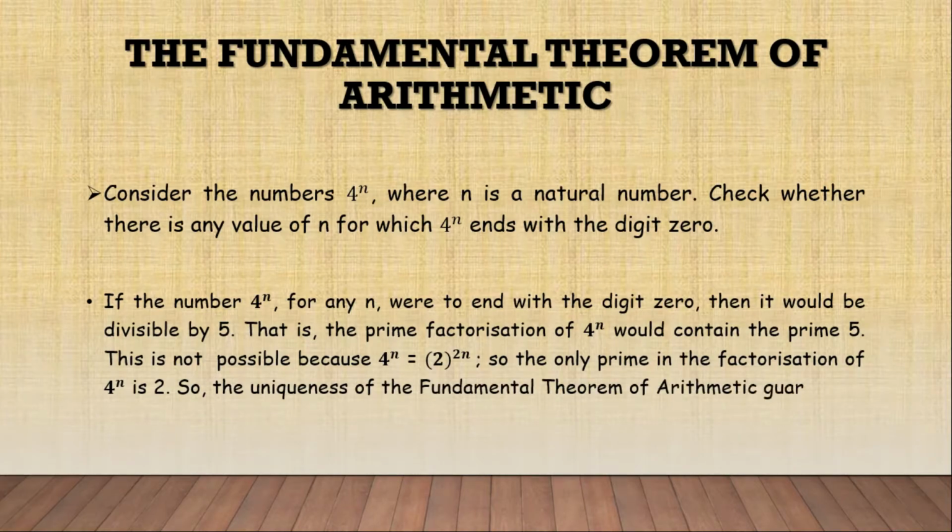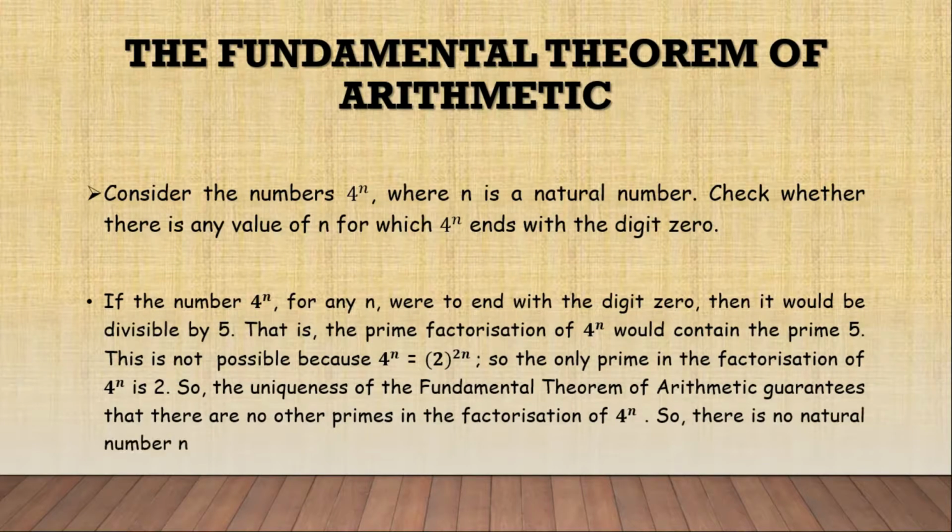This is not possible because 4 raised to the power n is equal to 2 raised to the power 2n. So the only prime in the factorization of 4 to the power n is 2. The uniqueness in the fundamental theorem of arithmetic guarantees that there are no other primes in the factorization of 4^n. So if 5 is not there in the prime factorization of 4 raised to the power n, it could not end with the digit 0 for any value of n.